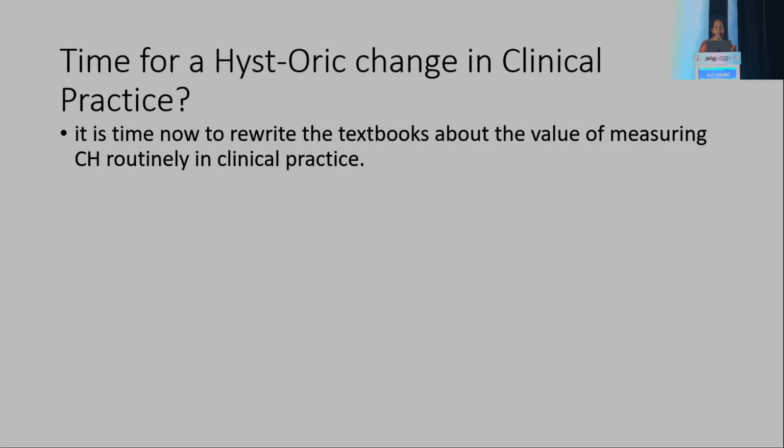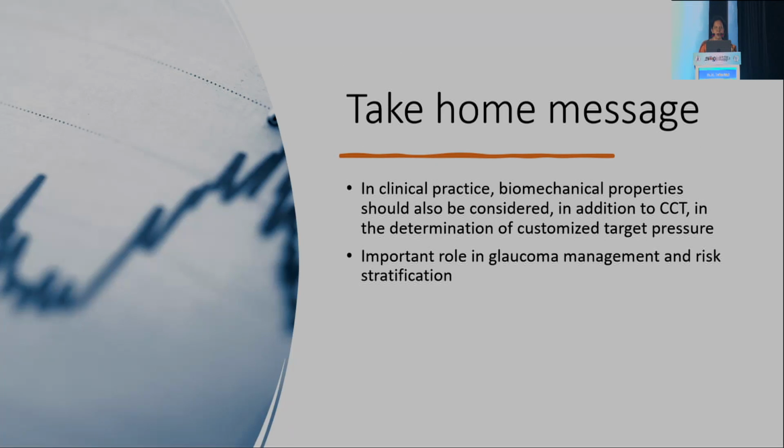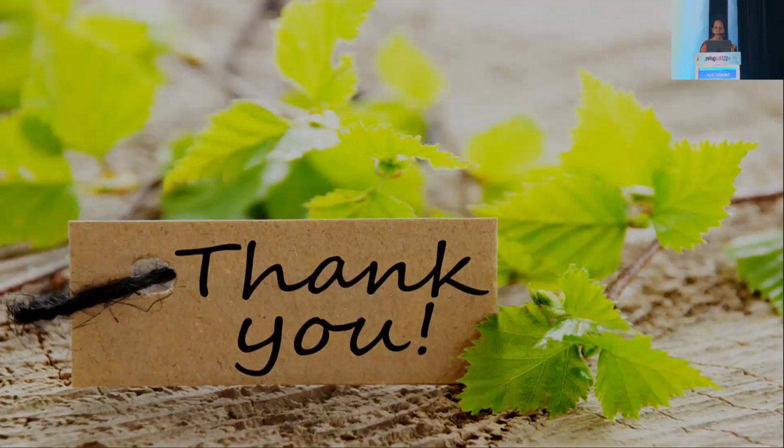So now, should there be a change in clinical practice? Though corneal hysteresis is the only parameter that measures the biomechanical property of the eye, and there is evidence to show that it's a strong risk factor, and there are instruments to measure it, still it's not widely used in clinical practice. So this is a question I would like to ask the panel: we need to consider CH equal, or at least equal, to CCT, because they have a role in glaucoma management and risk stratification. Thank you.